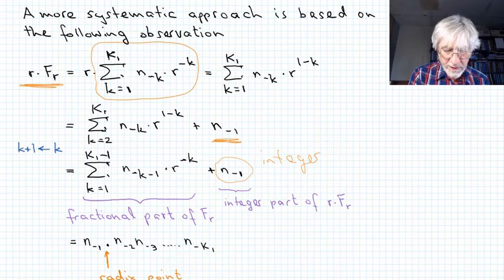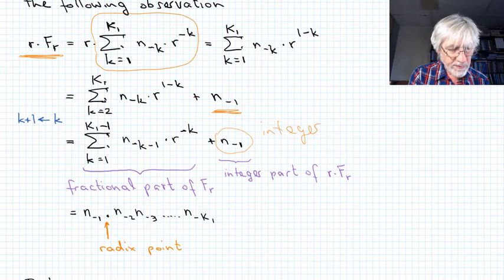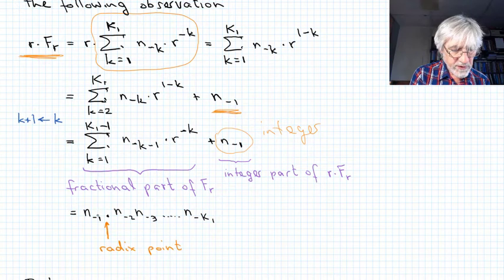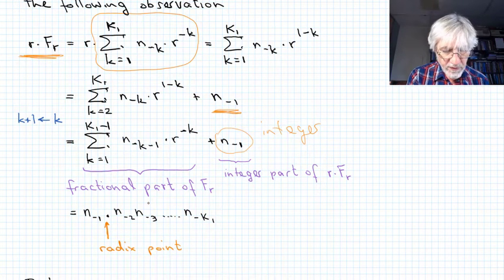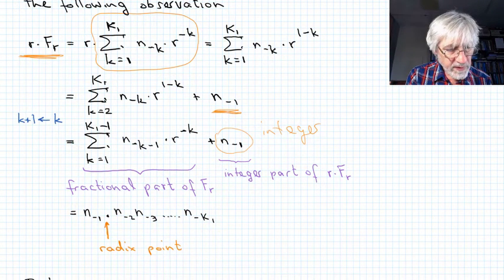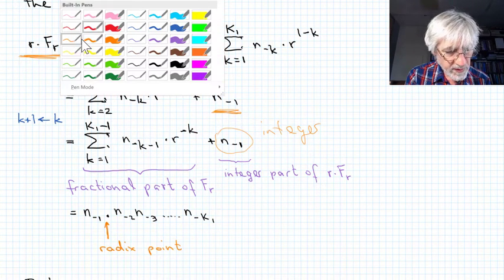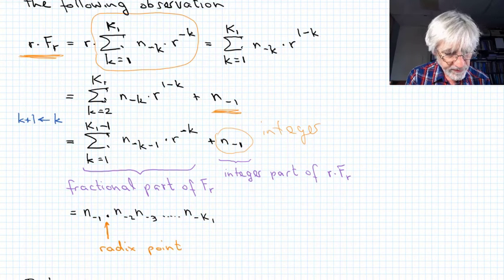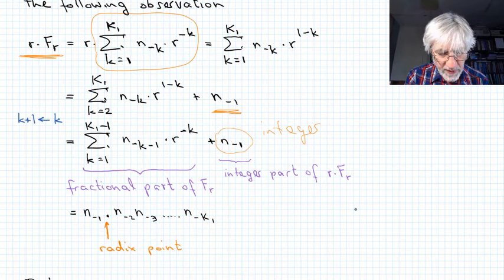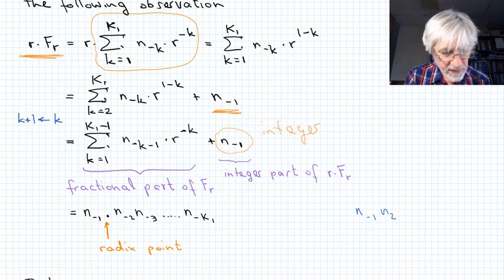So this is always going to be a fractional part. And so what we effectively did, of course, by multiplying r times f sub r, is we shifted the whole thing to the left. So we went from our original version. Let's draw this in a different color here. Okay, so we went from n sub minus 1, n sub minus 2. Oops, that should be a minus in there.